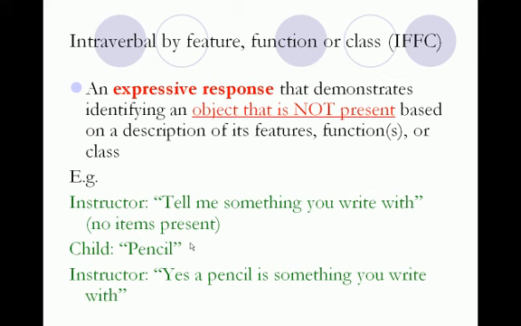And then when you take it to the next level, you get into intraverbals by feature, function, and class. The only thing that differs from the other two here is that there's no stimuli present, because intraverbal is that foundational conversation starter skill where no salient environmental stimulus needs to be present. Okay, so an instructor would say something like, tell me something you write with. No item is present. Child says pencil. Yes, a pencil is something you write with. Okay, so you can see there's a nice little sequence here. You might go from receptive to tact to intraverbal by simply fading out your stimuli.